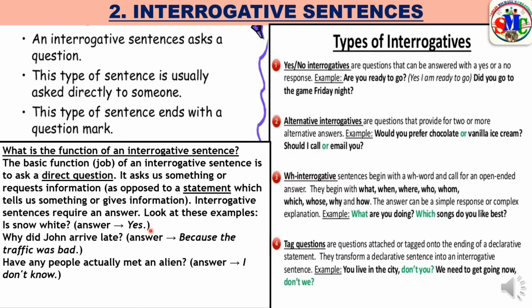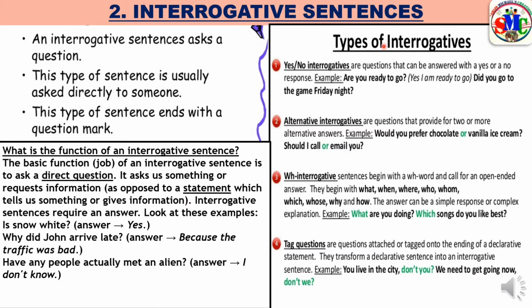Look at these examples. Is snow white? The answer should be yes. Why did John arrive late? Answer: because the traffic was bad. So the answer should be based on the person to whom the question is asked. Have any people actually met an alien? The answer may be, I don't know.